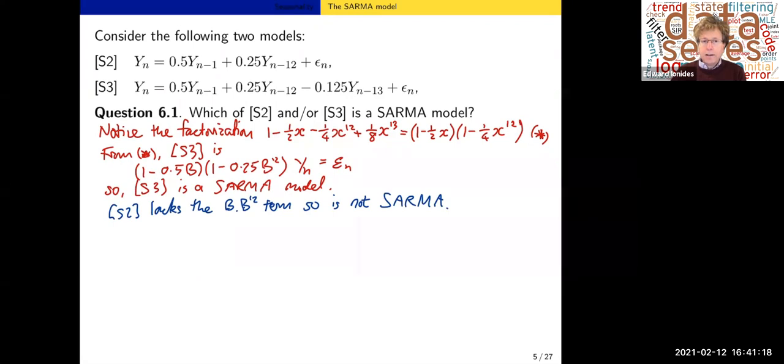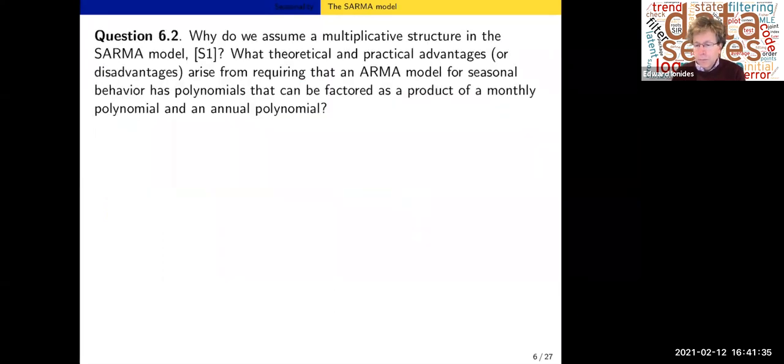Okay, and that sort of may start setting us thinking: is that a big deal? Is S3 really better than S2 because S3 is a SARMA and S2 isn't? And that brings us to question 6.2. What's the purpose behind this multiplicative structure? Is it a theoretical advantage, a practical advantage, or disadvantage? We should think about that. What should we say?